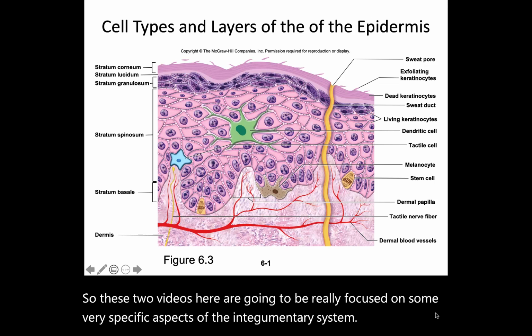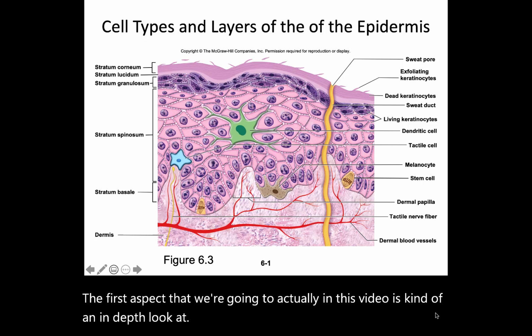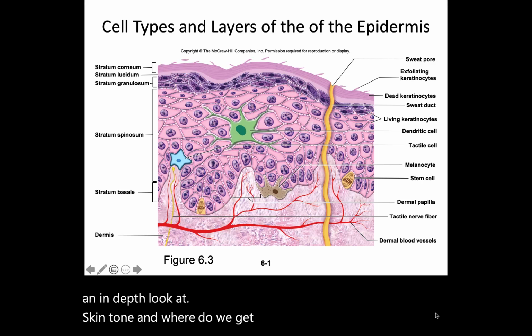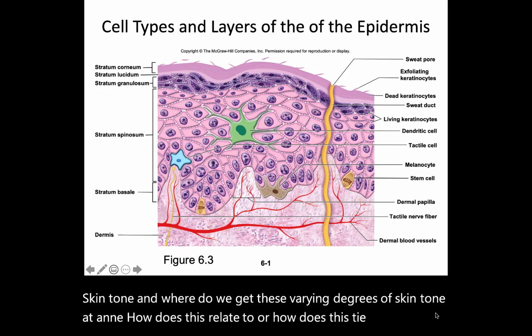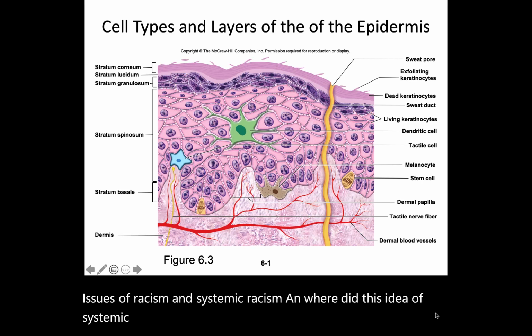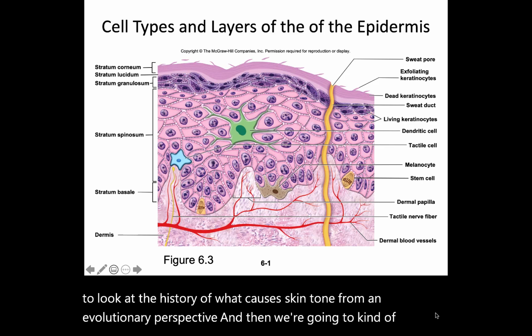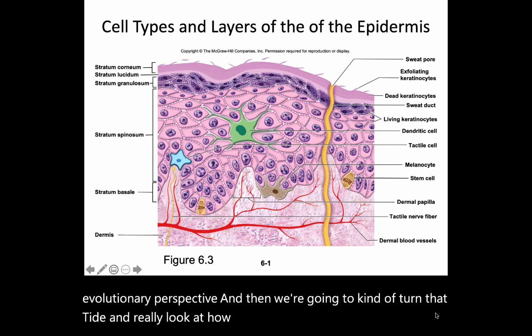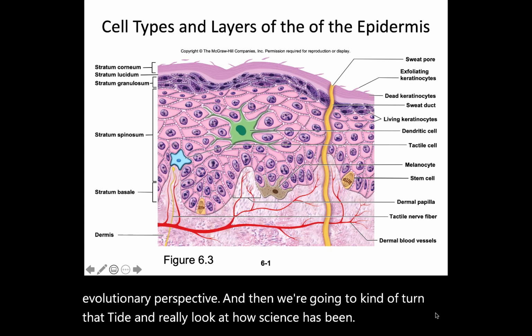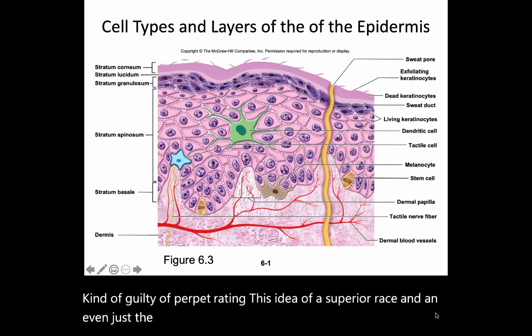The first aspect that we're going to look at in this video is an in-depth look at skin tone, and where we get these varying degrees of skin tone, and how this ties into issues of racism and systemic racism, and where this idea of systemic racism really came from. So we're going to look at the history of what causes skin tone from an evolutionary perspective, and then we're going to turn that tide and really look at how science has been kind of guilty of perpetrating this idea of a superior race, and even just the notion that race exists.